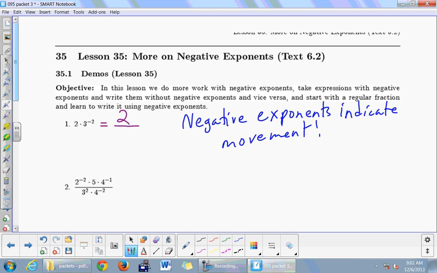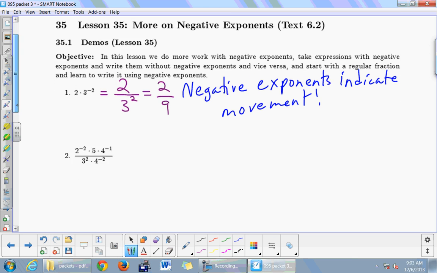Does the 3 have a negative exponent? Yes, so the 3 moves. Where is the 3 currently? It's currently on top. So it moves to the bottom, and when it moves to the bottom, what does it become? 3 to the positive 2. So that's the most important thing for today, is moving if you see a negative exponent. Now, if it's numerical, I'm going to ask you to maybe write it out, right? That's 2 over 9. But that's not the important thing for today. The important thing is if it's a negative exponent, you move it.